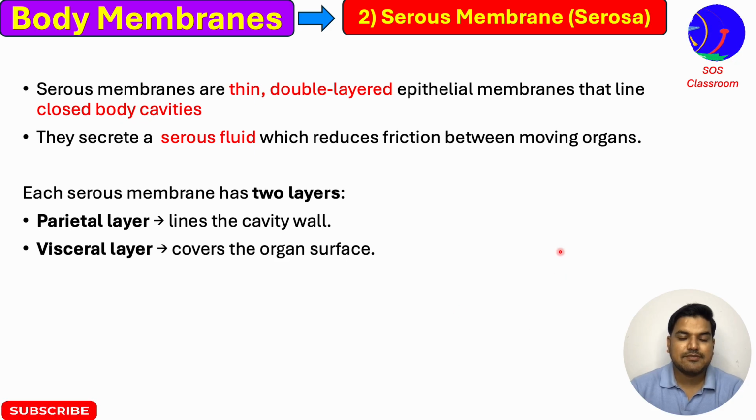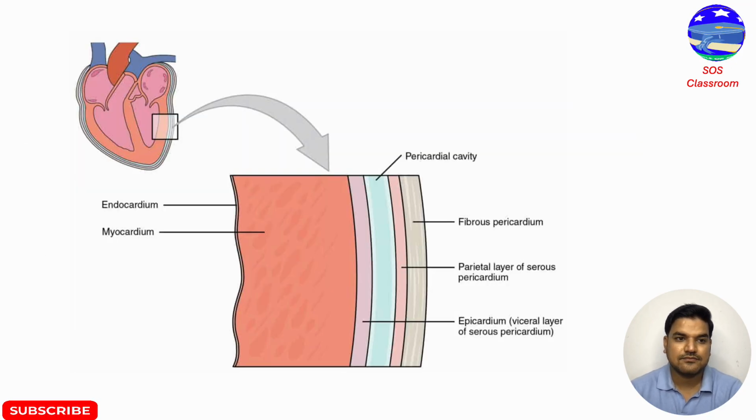The next membrane is the serous membrane, which is also called serosa. The serous membrane is a double layered membrane made by the epithelium tissue and lines the closed body cavities, not the outside of the structures. It is a lining of the internal closed body cavities. It has two layers: first is the parietal layer and second is the visceral layer. The parietal layer lines the cavity wall and the visceral layer covers the organ surfaces.